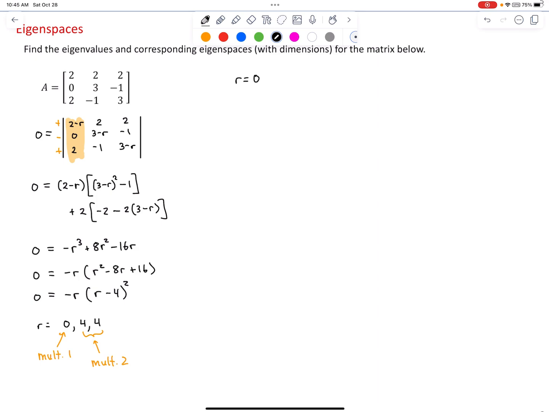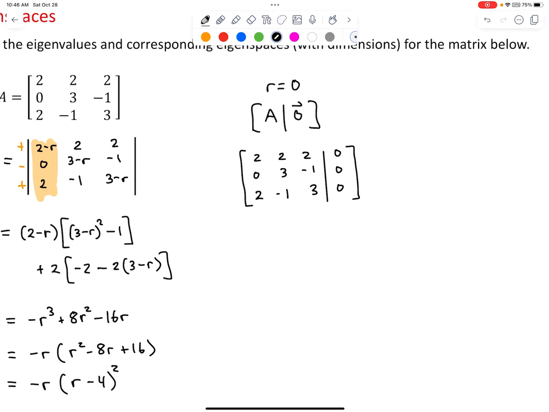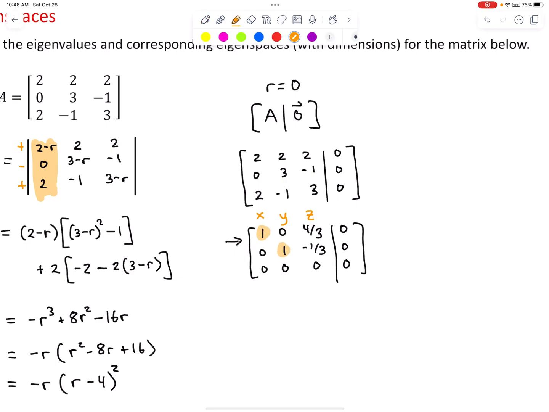For r being 0, we do A minus rI. Well, if 0 is r, then we do A minus 0I. Well, we just get A. So our augmented matrix would have this form in this case. So in this case, we're basically finding the null space of that matrix A unadjusted. Putting this in reduced row echelon form, we get, and as expected, we do have a free variable. The pivots are in the x and y columns, so z is the only free variable here.